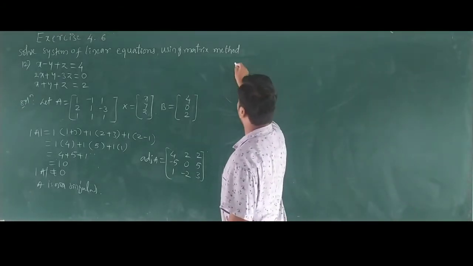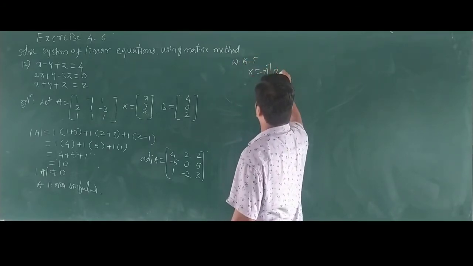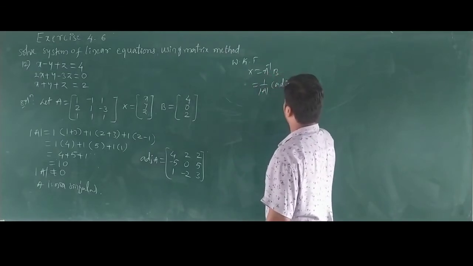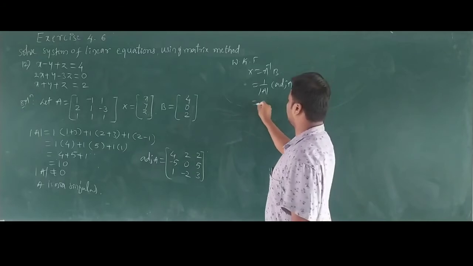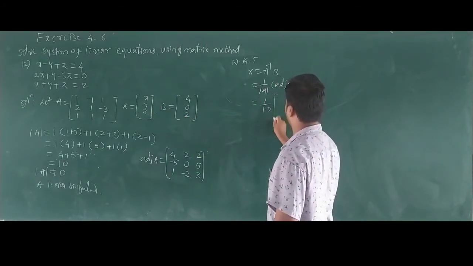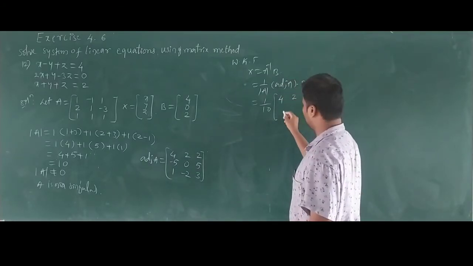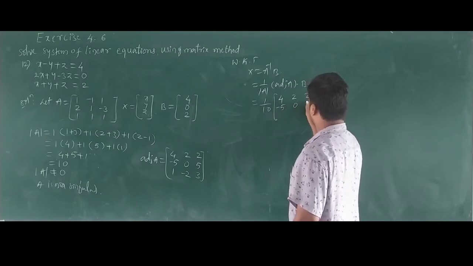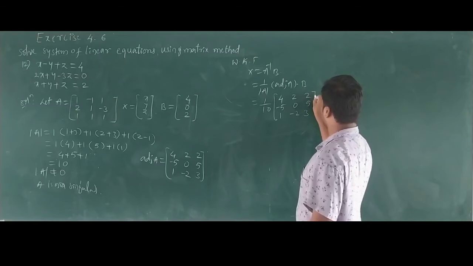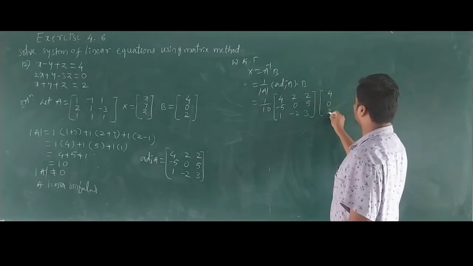Next, we know that x equal to A inverse into B. So this is one by determinant of A into adjoint of A into B. Determinant of A is 10. Adjoint of A is 4 2 2, minus 5 0 5, 1 minus 2 3, into B, which is 4 0 2.